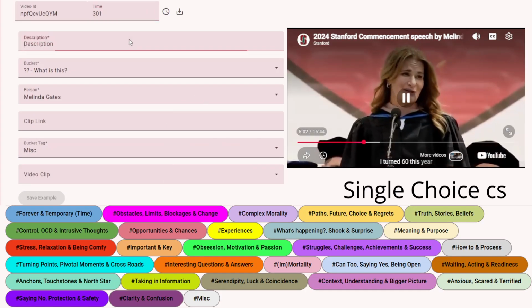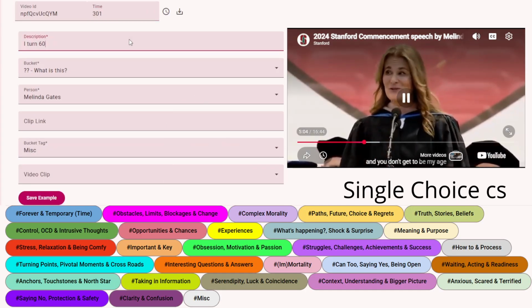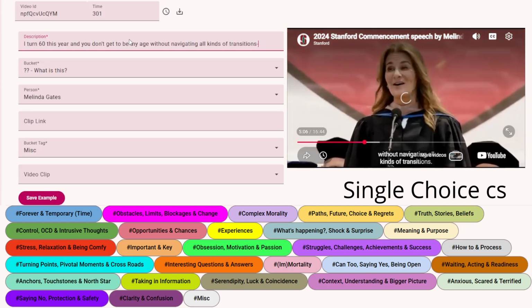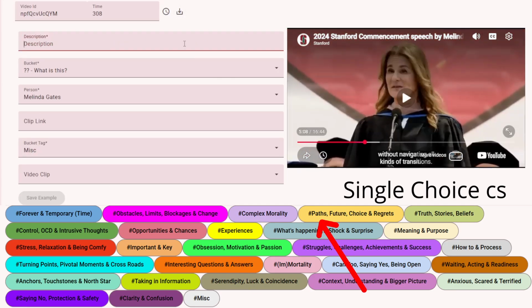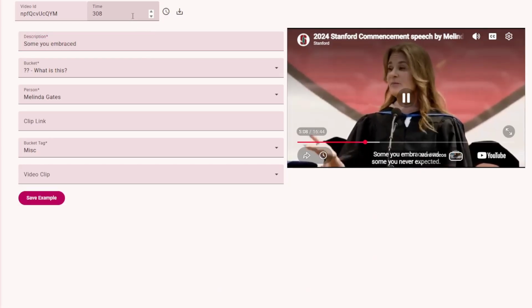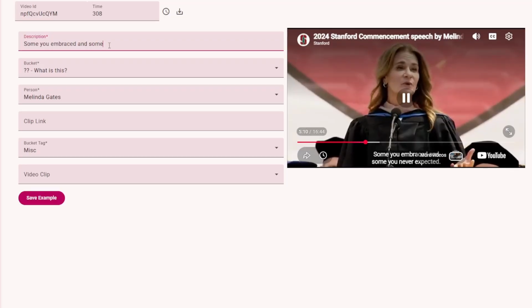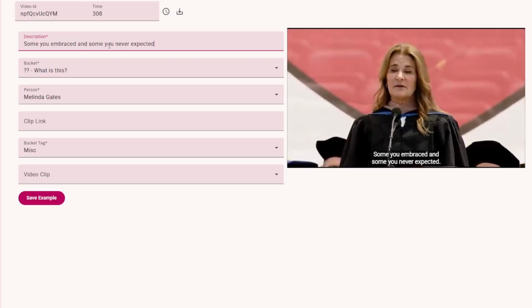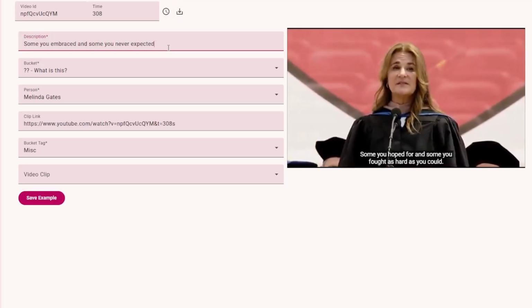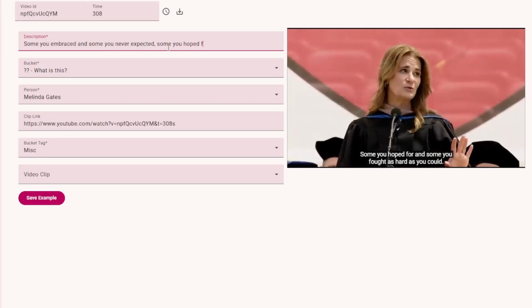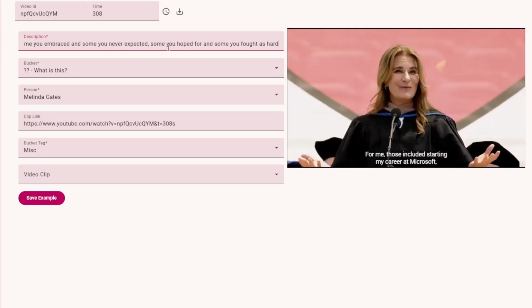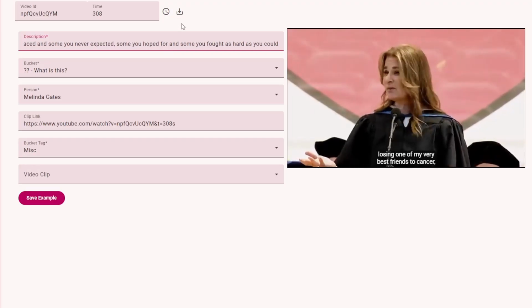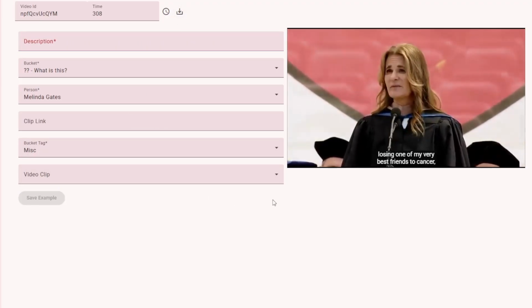"I turned 60 this year, and you don't get to be my age without navigating all kinds of transitions." More transitions, but also the word navigate, which is a very choicey word related to paths and futures and even obstacles. "Some you embraced, and some you never expected. Some you hoped for, and some you fought as hard as you could." I saved this one because there's something to the words embrace and fought that makes me think of receptive demon. I'm also curious about whether the word hope will end up clustering anywhere.